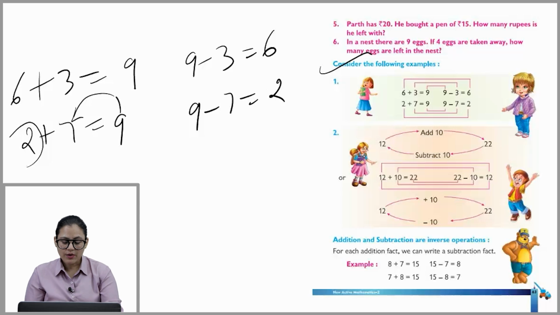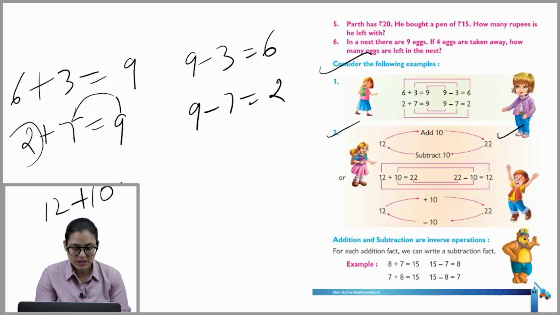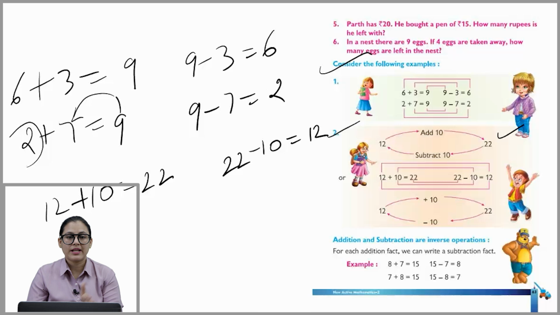Okay. Now, number 2, 12. If you add 10 to 12, you will get 22. And if you subtract 10 from 22, you will get 12. Or you can say 12 plus 10 is equals to 22. And if you minus 10 from 22, you will get 12. Okay. Addition and subtraction are inverse operations.